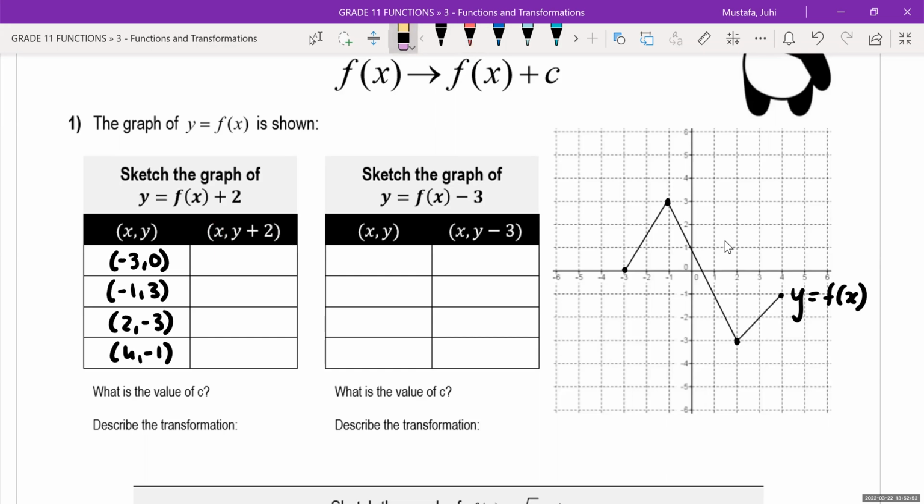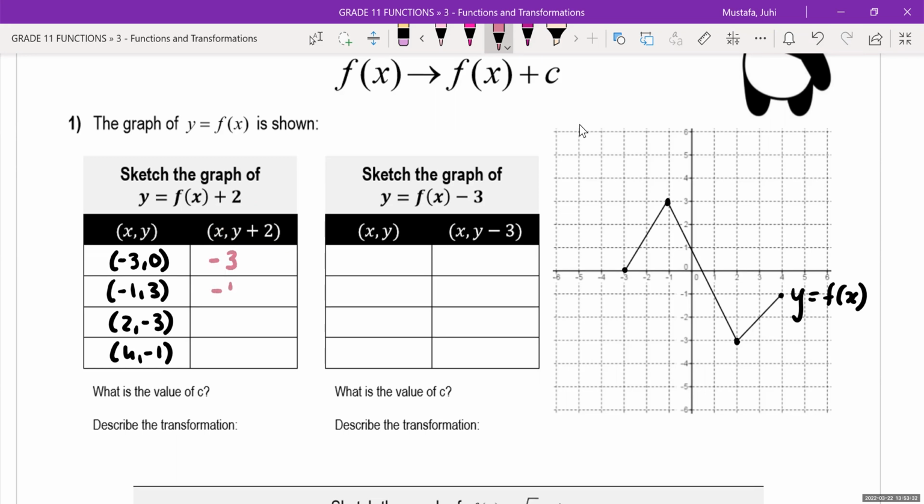Sarah? Yes. In this case, f of x refers to this function. So it's saying this function we're going to call f of x. And now we're going to take the function f of x and we're going to move it up 2 units. Okay. Yep. The x. Yep. Good question. Okay, so none of our x values change. They're going to remain the same.